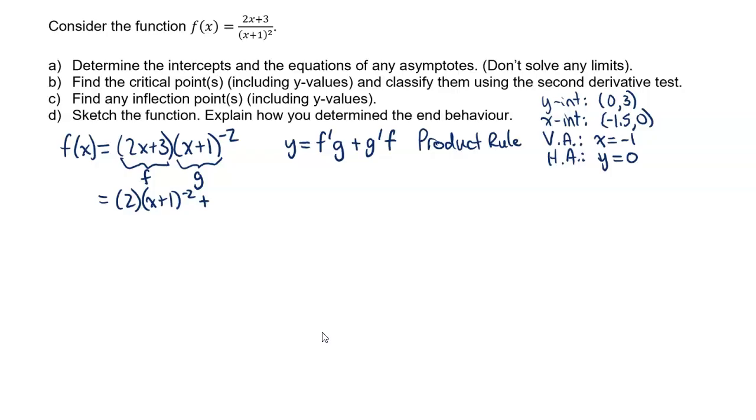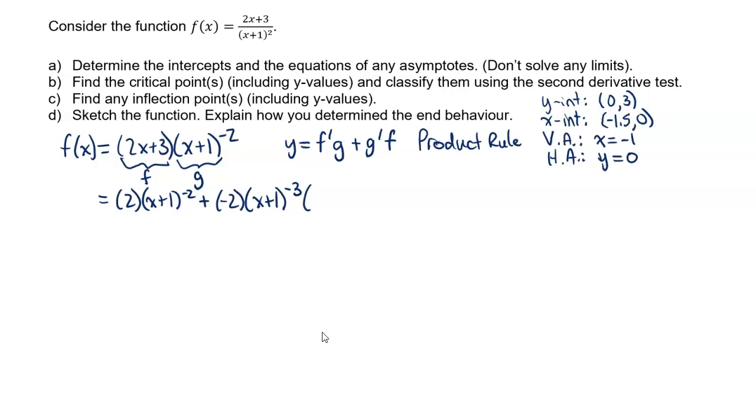And then we are going to add that to the derivative of the second function. Now, careful here, we have to apply the chain rule. That negative 2 that's outside of the brackets, so we do negative 2 times x plus 1 to 1 degree lower, which is negative 3. We subtract 1 from the negative 2. And now we work the inside. So we've done the outside now.